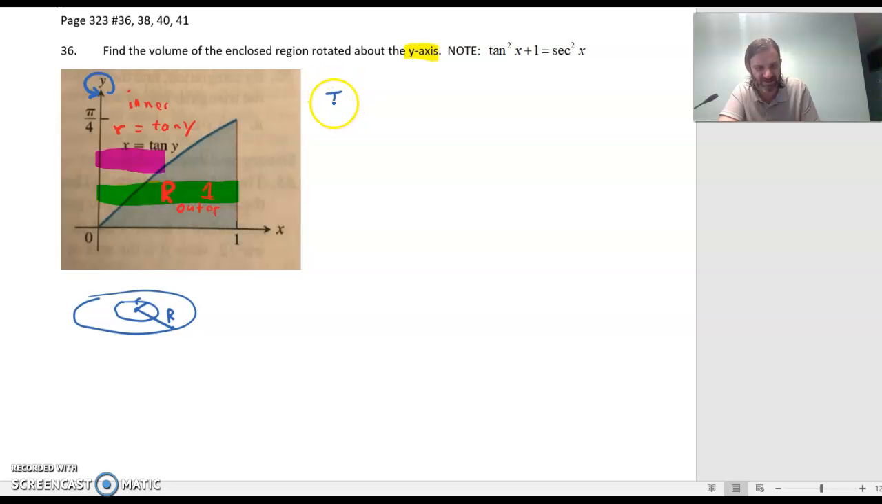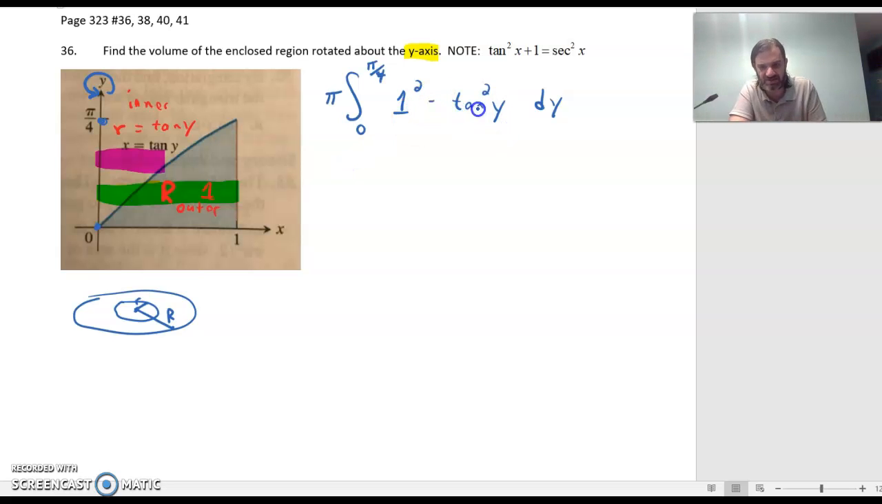So we'll have an integration, but we'll have pi, we'll just pull it to the front. Now in terms of y, it looks like it's going to go from 0 to pi over 4. Because we're going to integrate in terms of y, we want our endpoints to be in terms of y, so limits from 0 to pi over 4. And then we're going to have the outer radius, which is 1, and that will be squared. And then we'll have the minus the inner radius, which is tangent of y, and that will be squared, dy.